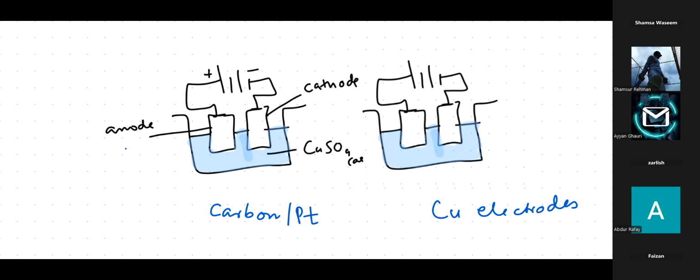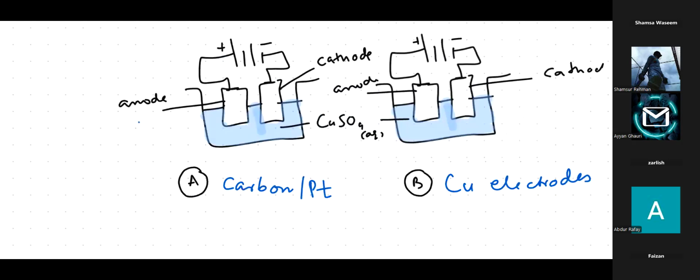This again is the anode, and this is going to be the cathode. And the electrolyte is going to be the same in both. Now see, in this first case, when you are using electrolysis of copper-2 sulfate using carbon or platinum electrodes, what are we going to get at the anode and what are we going to get at the cathode?